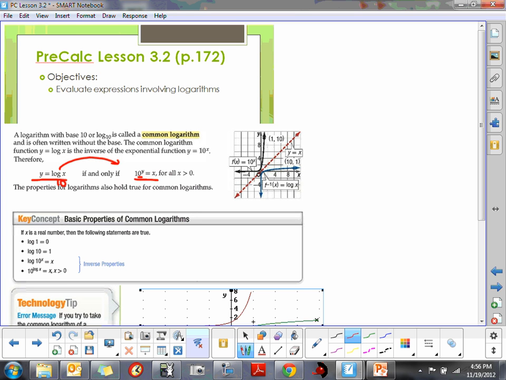The log always equals the exponent, so the y is the exponent, so y goes in the exponent spot, and the x is in the antilog spot. So here's the relationship relating the two forms back and forth to each other. Same thing as we've been looking at. The only thing that's different is base 10.